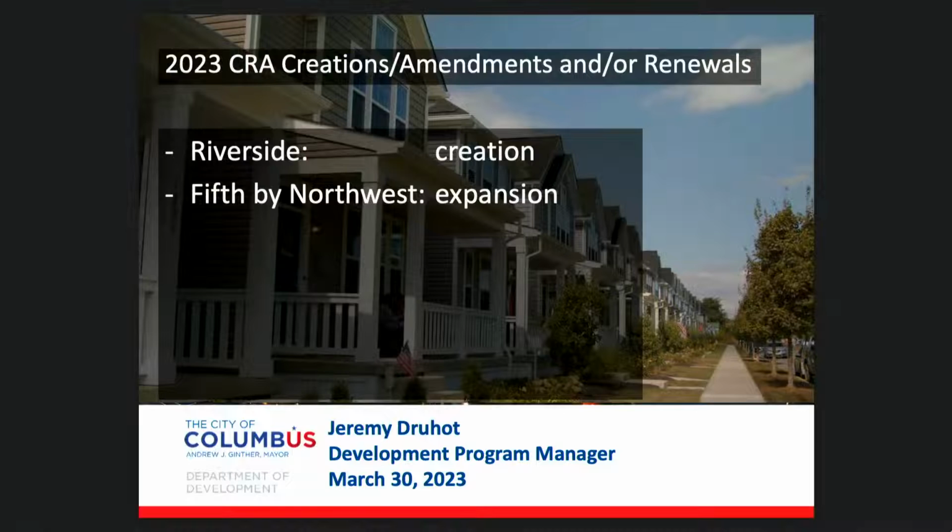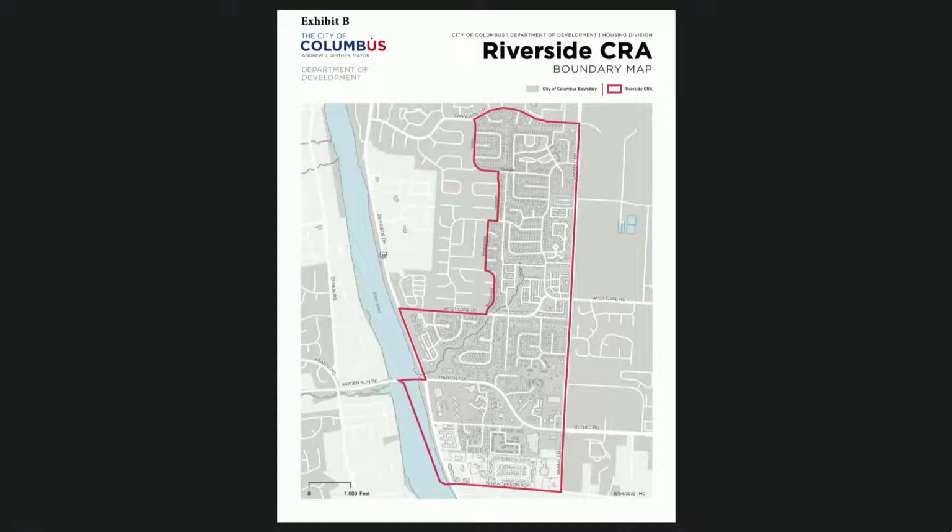So one is a new CRA, Riverside CRA. It's up near Dublin, but still City of Columbus, of course, along Sawmill Road on the west, Hayden Run Road. This is a bunch of residential neighborhoods. This is also going to support a new build project, which is a former athletic club. It's a dilapidated site, and there'll be new housing on the site, 203 units, 10% set aside to 60% of AMI, 10% set aside to 80% of AMI.